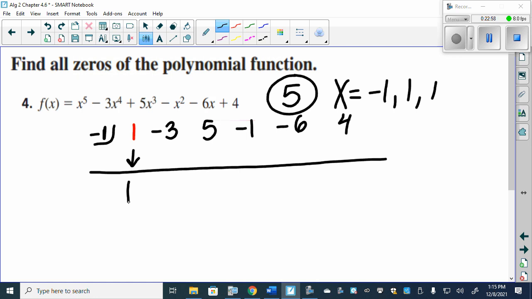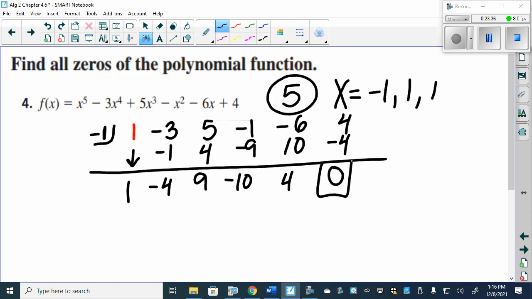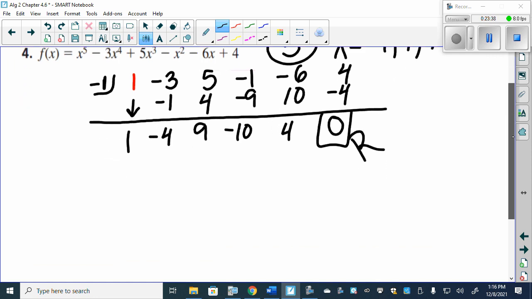All right, so let's go on and do the multiplication. -1 times 1 is -1. -3 plus -1 is -4. -1 times -4 is 4. 5 plus 4 is 9. -1 times 9 is -9. -1 times -10 is 10. -6 plus 10 is +4. -1 times +4 is -4. It is 0, which would be our remainder. Exactly.